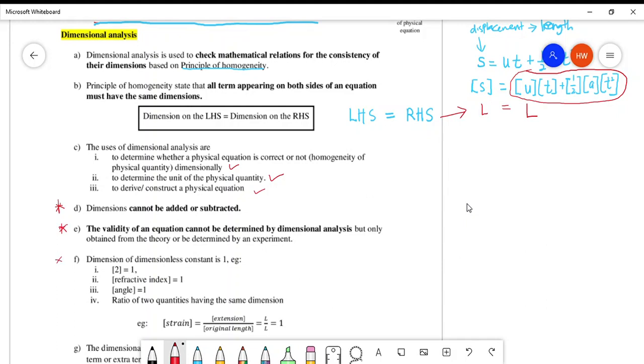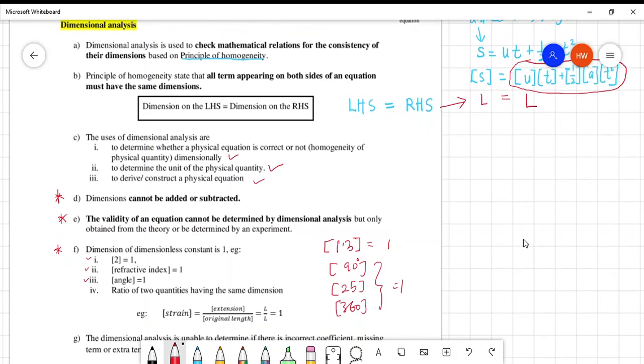For a dimensionless constant, the dimension is always 1. So let's say you want to find the dimension of any number, say 1.3. The dimension is always equal to 1. Any number, if you put a square bracket around it, the dimension of it is always equal to 1. This rule is also for the refractive index. And for the angle, whether it's 90 degrees or 25 degrees or 360 degrees, the dimension is always equal to 1.